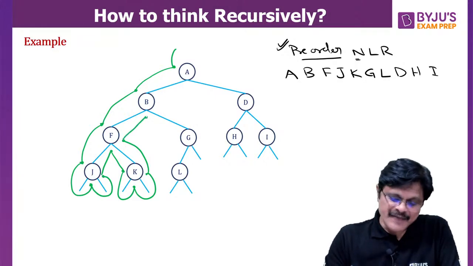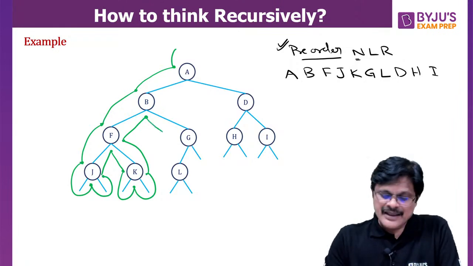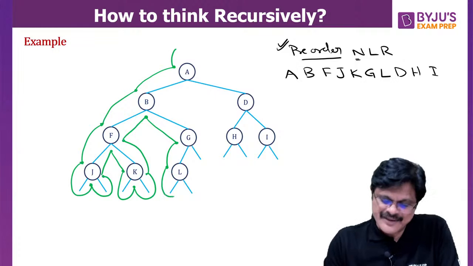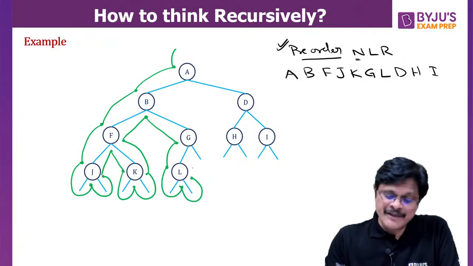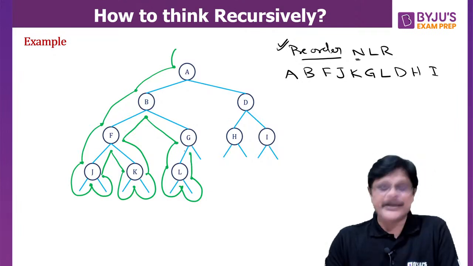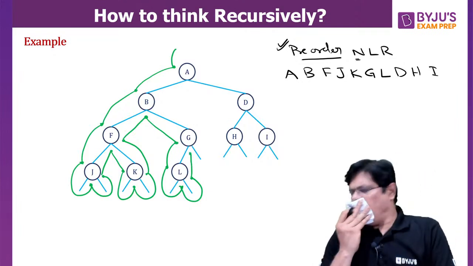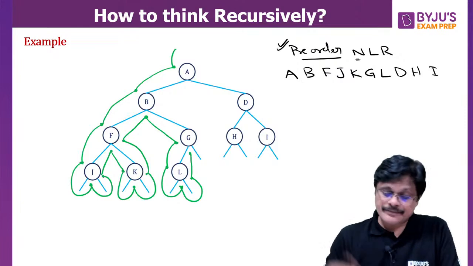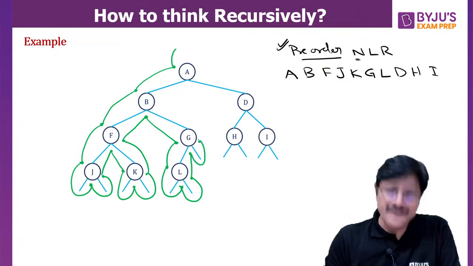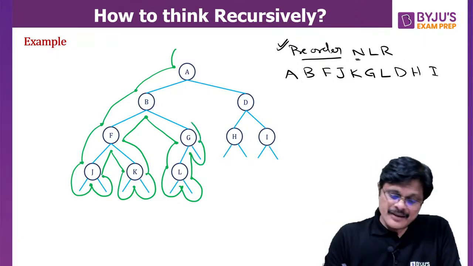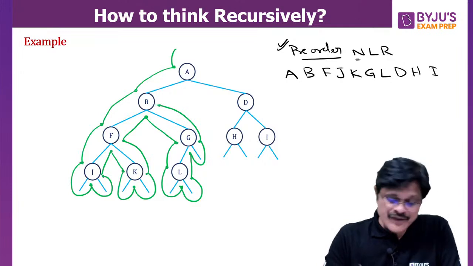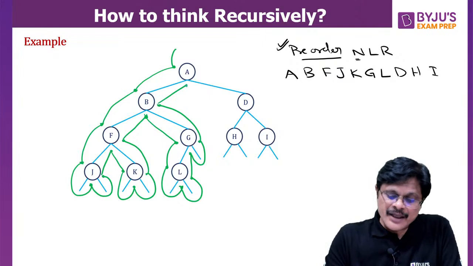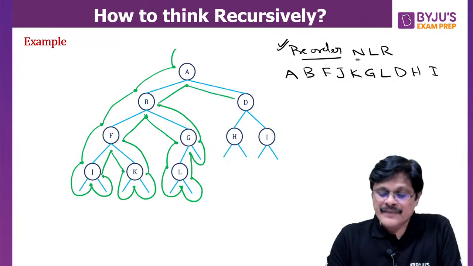Then for B, we visited B. Then G is visited first time. L is visited first time. L is visited second time. L is visited third time. G already visited first time. Now, we visit G second time. Sorry. Now, G is visited third time. B visited third time, because first time here, second time here, and third time we visited. Okay. Now, this is visited and this is visited.